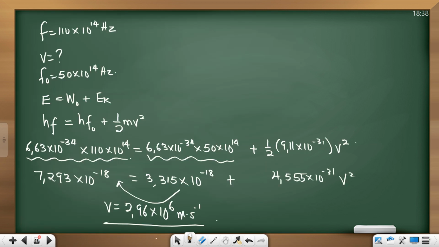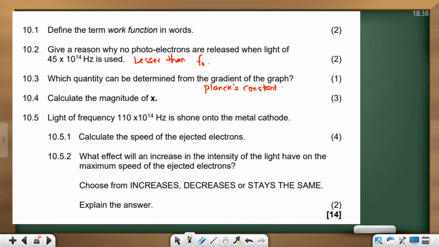Wait, are we done with that question though? Did we finish that whole question? All right, so you got your 4 marks there. Guys, I told you yesterday that the last question will always be what? Intensity questions, in most cases. Check this again. What effect will an increase in intensity have on the maximum speed? What does increase in intensity mean? We increase the number of what?